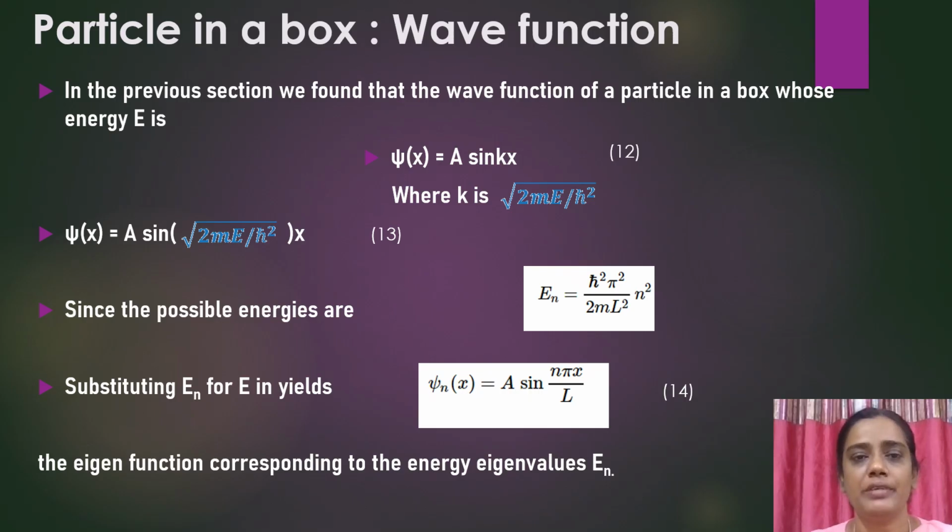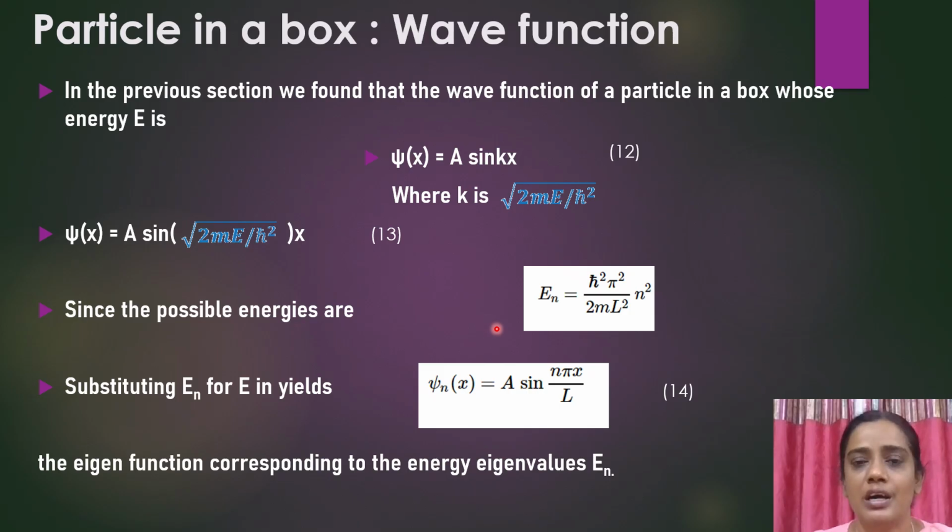So, in the previous section, we found that the wave function of the particle in a box whose energy is E is given by psi of x equal to a sin kx. Here k is nothing but root of 2mE by h cross square. Therefore, when we substitute the value of k in the wave function, it becomes psi of x equal to a sin root of 2mE by h cross square into x.